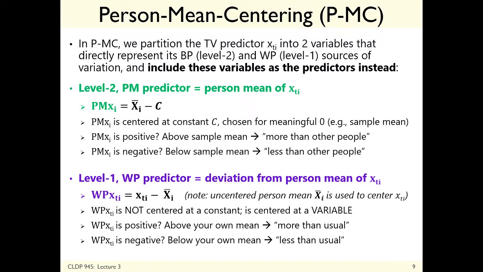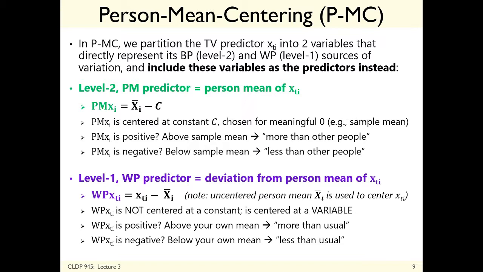So if I pick the sample grand mean of the person means, then I would interpret relatively high values on PMX as people who are higher than other people. Relatively low values would be people who are lower than other people. But than other people is the critical thing. It's like a 1 unit difference relative to what becomes really important to keep track of because it's the same variable in 2 different ways. So this is more than other people at level 2.